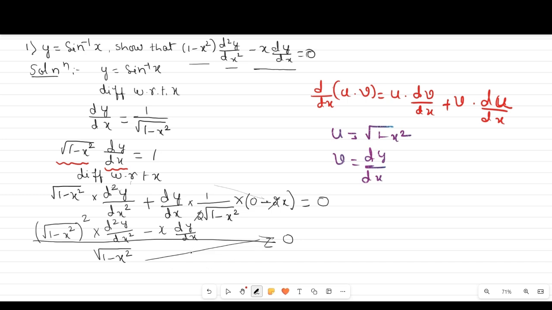So now I will write out the remaining terms. Square and root both will get cancelled. So finally, 1 minus x square into d square y by dx square minus x into dy by dx is equal to 0. So this is what actually the proof they have asked. Okay, so I think you have understood this question.